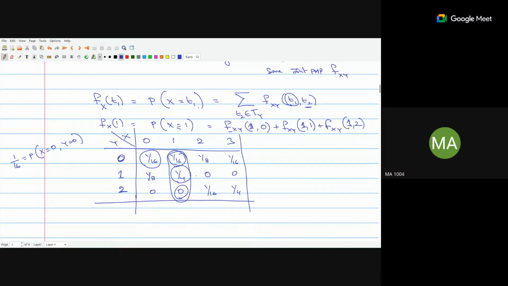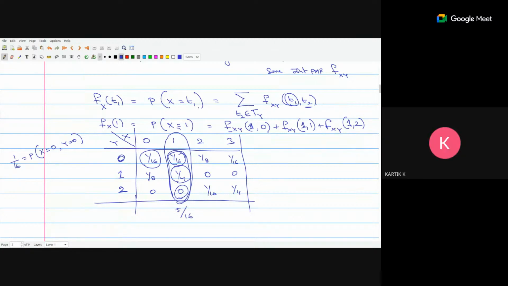So from the table, what you have to do is, instead of these formulas and all, if I want the probability that x is equal to 1, you go to column 1 and add up all the table probabilities. So it will be like 1 by 16 plus 1 by 4, it will be 5 by 16.